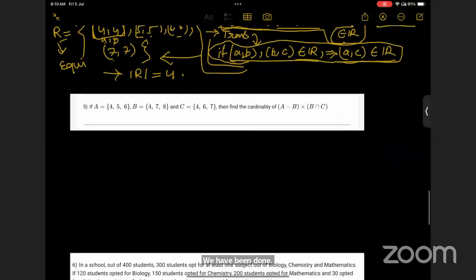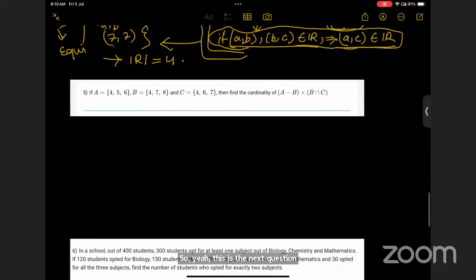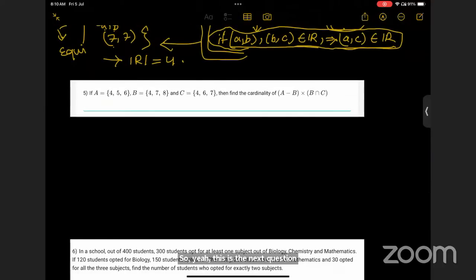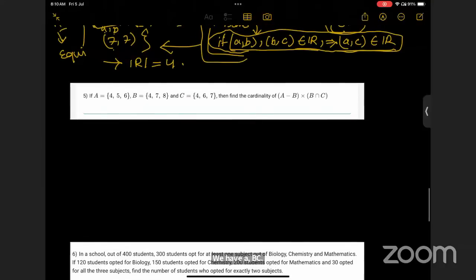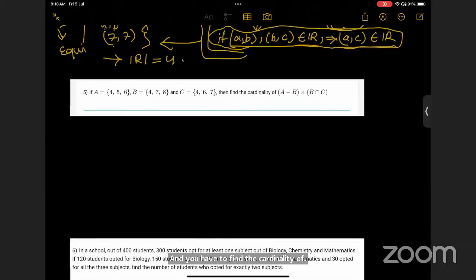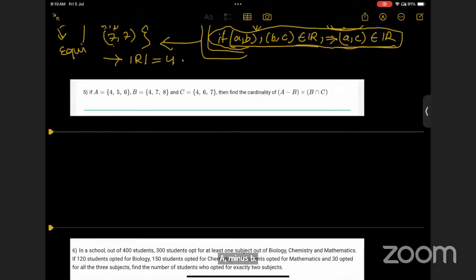So yeah, this is the next question. We have A, B, C, and you have to find the cardinality of (A minus B) cross (B intersection C).